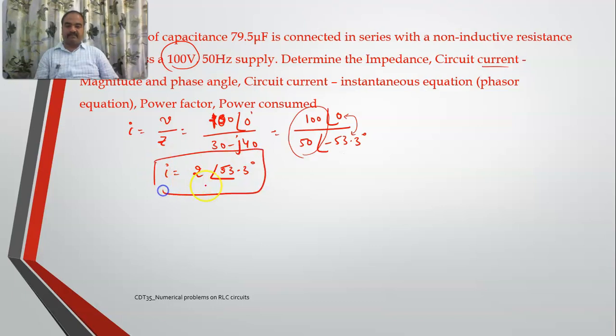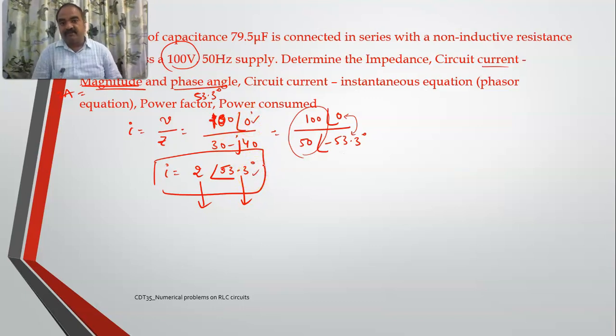So this is my magnitude and this is my angle. They are asking for the circuit current magnitude: the magnitude is 2 amperes and the phase angle is 53.3. When compared to the voltage, the current angle is higher, so the power factor will be leading in this case because the current will be leading. Try to remember this. That we will see in the next slides.